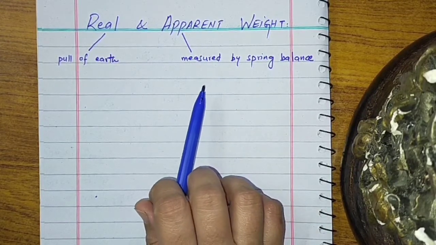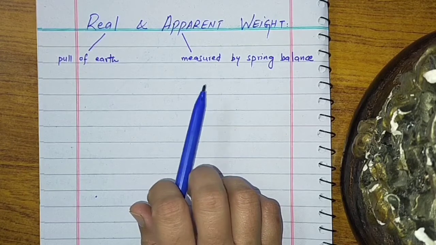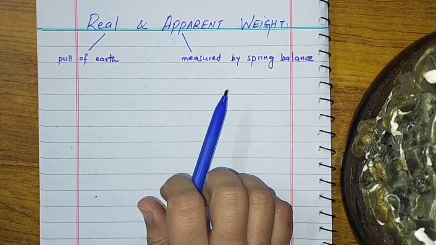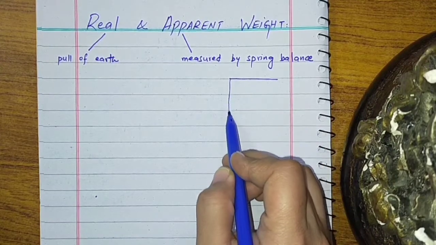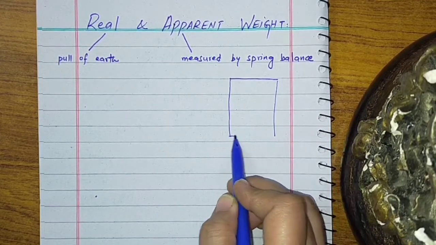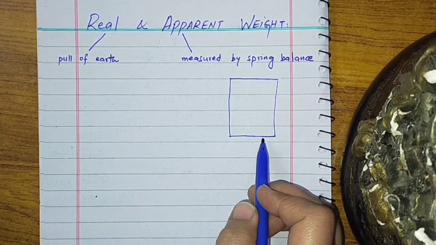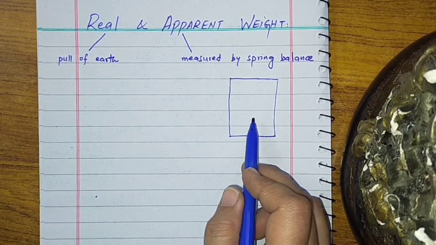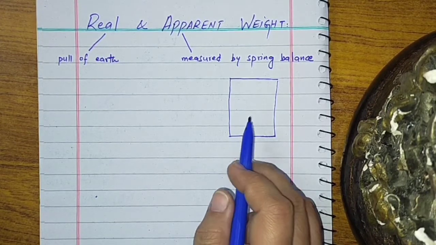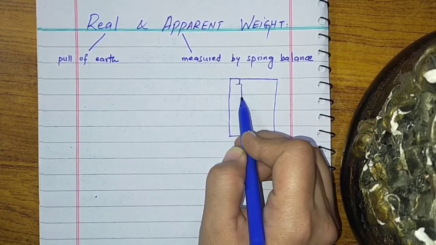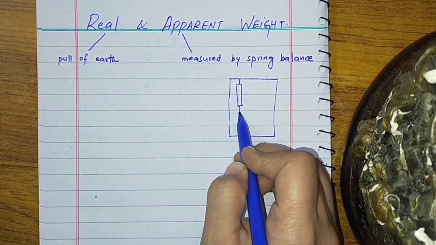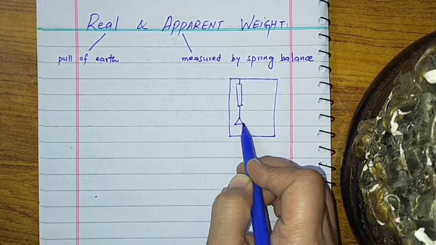Now we are going to discuss the real and apparent weights of our body, and this body is actually located in our lift, and the lift has different conditions. The lift can be at rest, it can be moving downward, it can move upward, or it can be in a free fall condition. So here we have a spring balance, and a body is attached to the spring balance.